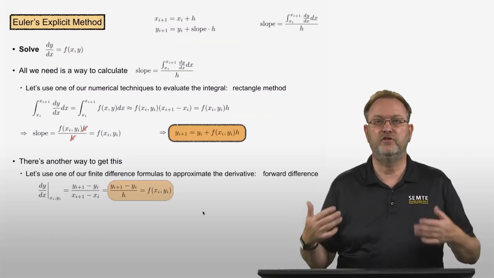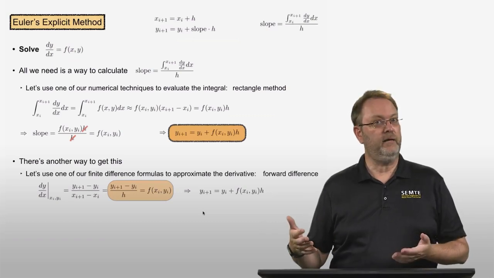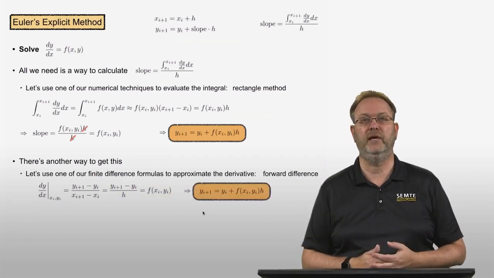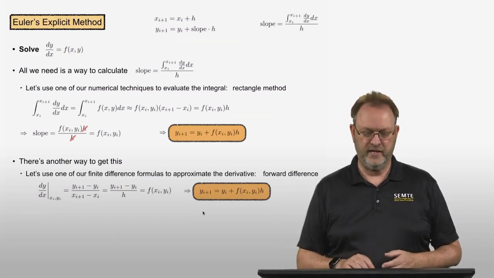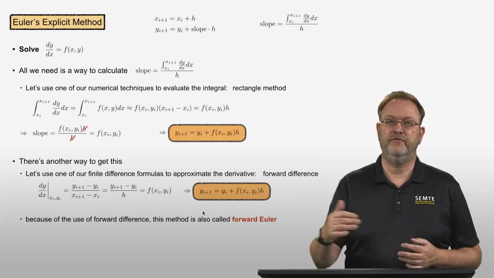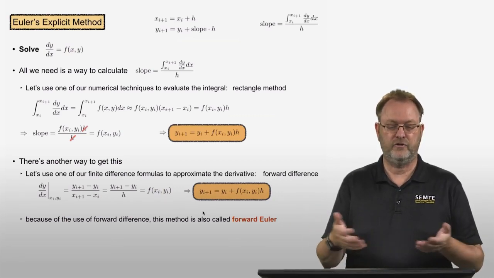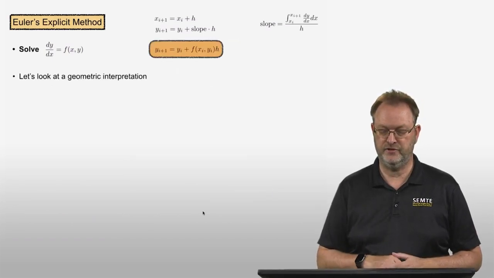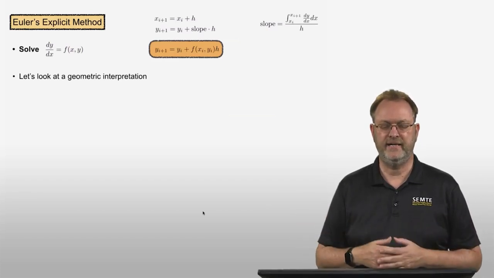Now I can take this equation and solve it for y_i plus 1, and I get again y_i plus 1 is equal to y_i plus f evaluated at x_i y_i times h, which is the same formula that we obtained when we approximated the integral in the slope formula using the rectangle method. Now, because of the use of forward differences, this method is also sometimes called forward Euler, and also, of course, Euler's explicit method. Okay, so this is the solution approach, right? y_i plus 1 is equal to y_i plus f of x_i y_i times h.